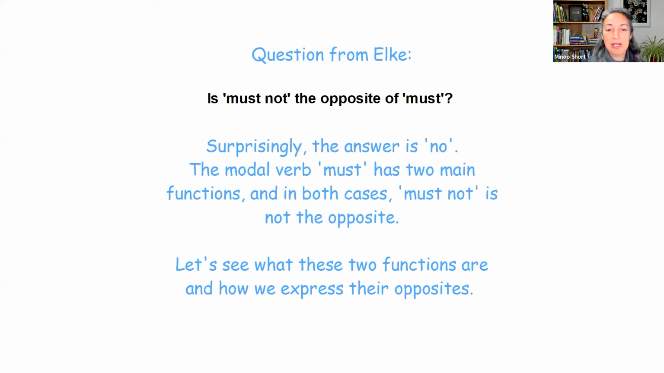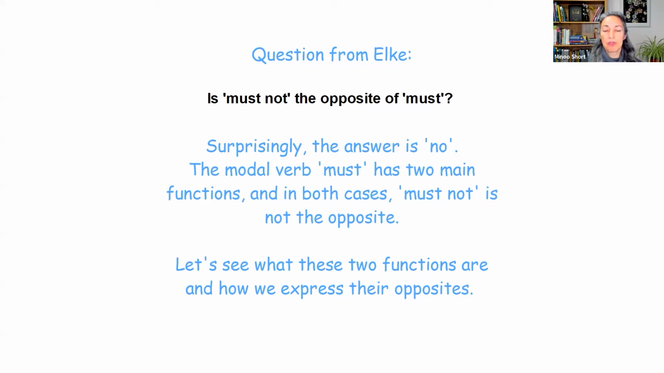So hello and welcome everyone to this lesson, which is based on a question that Elke asked me. Let's see what the question is. Elke has asked, is must not the opposite of must? Surprisingly, the answer is no. The modal verb must has two main functions, and in both cases, must not is not the opposite. So let's see what these two functions are and how we express their opposites.